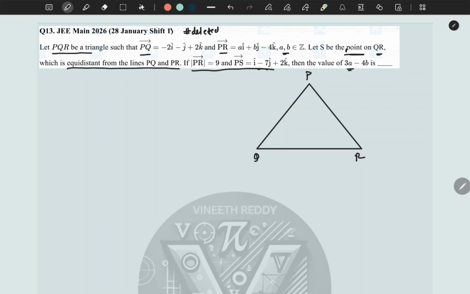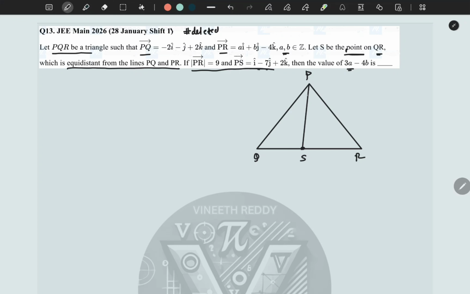First, let us try to understand what is the answer which all of you might have done. PQR is a triangle. S is a point on QR. S can be anywhere on QR, but S should be equidistant from PQ and PR. That means S should lie somewhere here. Since it is equidistant from the lines, it is not the midpoint of QR. It is equidistant from PQ and PR.